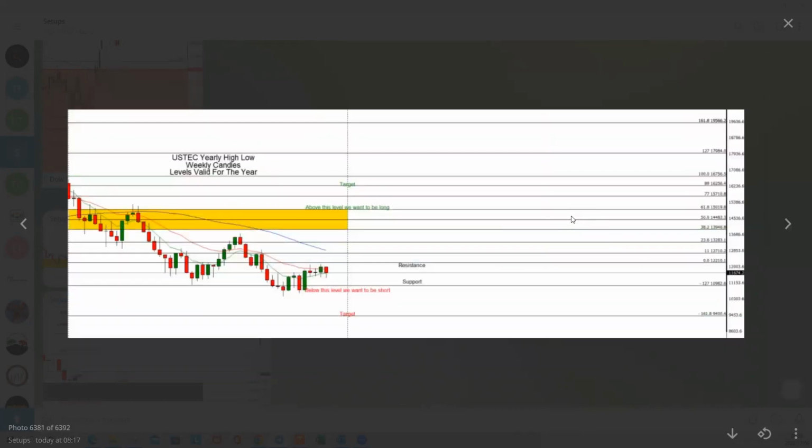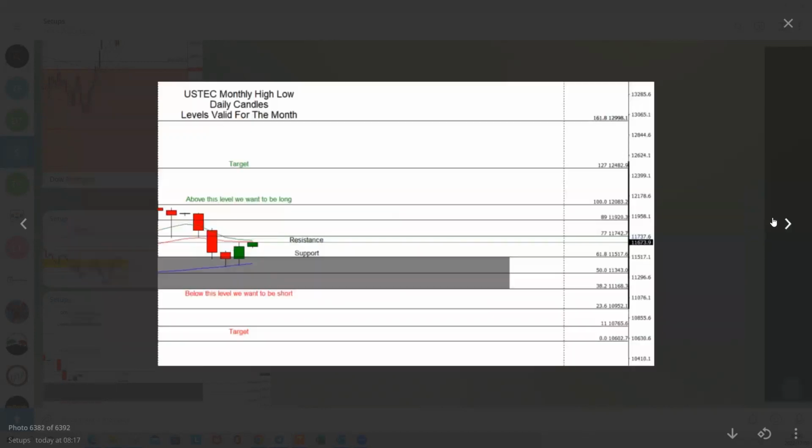When you use the yearly high low, currently between levels of 0 and minus 127 as support resistance. If you look at the moving averages, 50 is above 21, above 8, that's indicating trend is down. So we're still looking for that push below the minus 127 to aim for the minus 161.8.